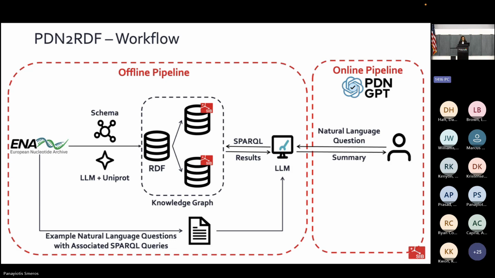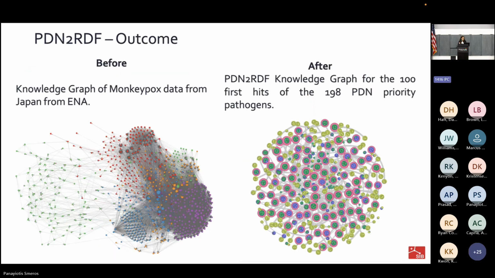And so you can see quite quickly how that PDN to RDF knowledge graph build was useful. On the left, we have the knowledge graph of only monkeypox data from only Japan, from ENA. And on the right is the one for the first 100 hits of the 198 PDN priority pathogens. So it makes it much smaller, much more scalable and usable.